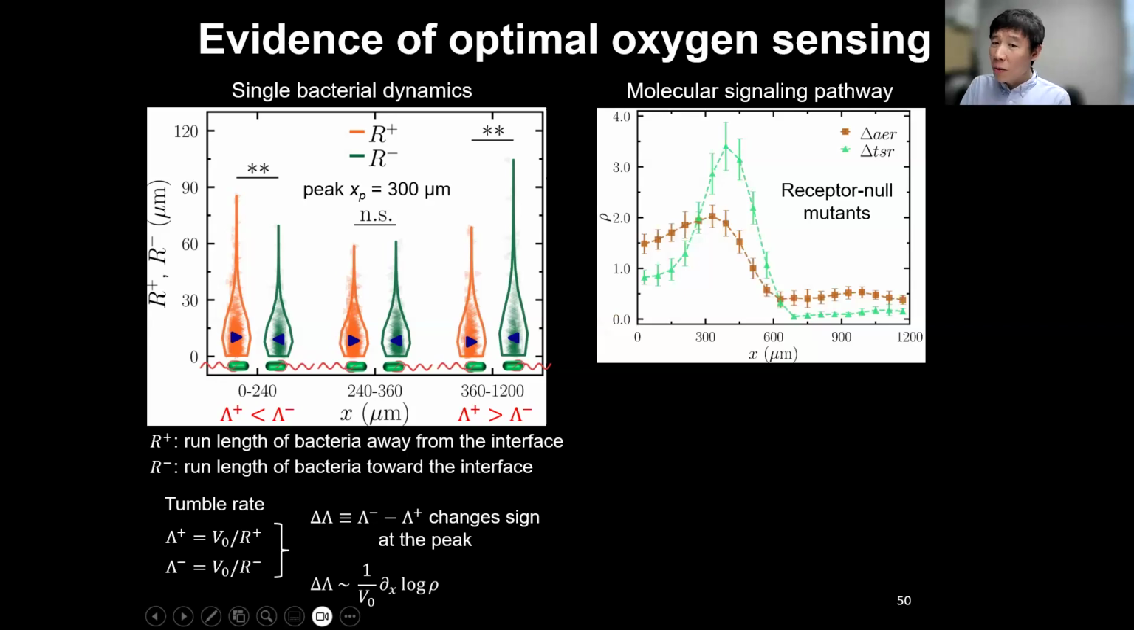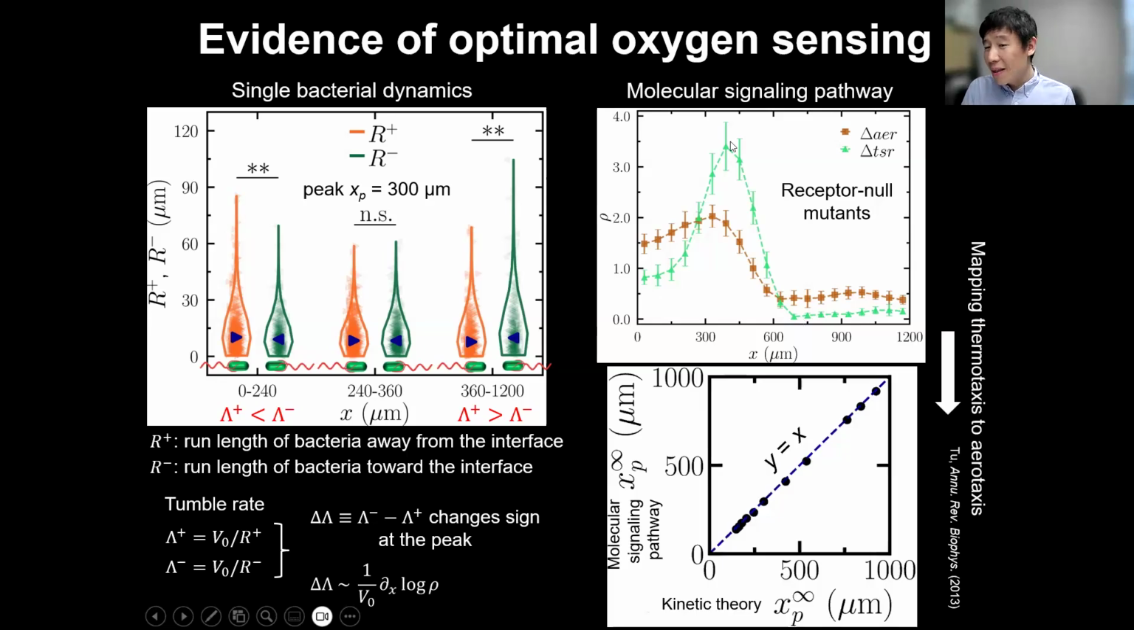The last thing is that we're also looking into the molecular signaling pathway, how this optimal sensing is achieved in the system. We're looking into different mutants. This is Aer or Tsr, just two receptors of the bacteria. If you knock out this receptor, you can see they're still sensing the optimal position of the oxygen, which you can think is similar to the thermotaxis E. coli perform, because for thermotaxis, they're also sensing the optimal position where the temperature is right for them to live. And then using the signal pathway developed by our UHI2 group, mapping the thermotaxis idea into aerotaxis, you can actually predict the location of the peak from kinetic theory.